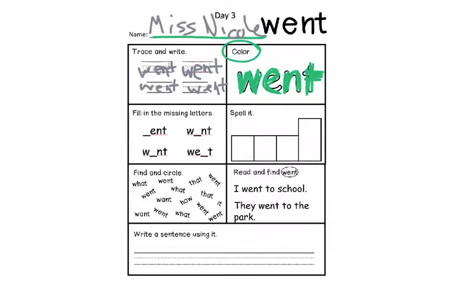The next section is fill in the missing letters. So let's look at the first one. Our letters for went are W-E-N-T. So let's see. W-E-N-T. Oh, I know that W is missing. And now you're going to do the next 3 words.